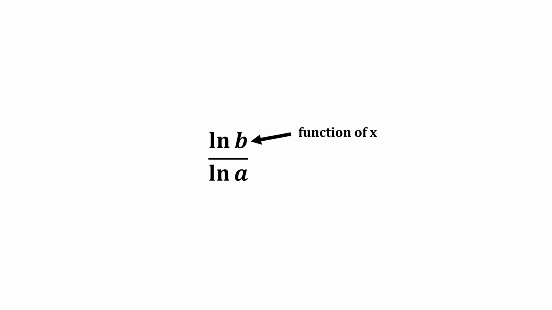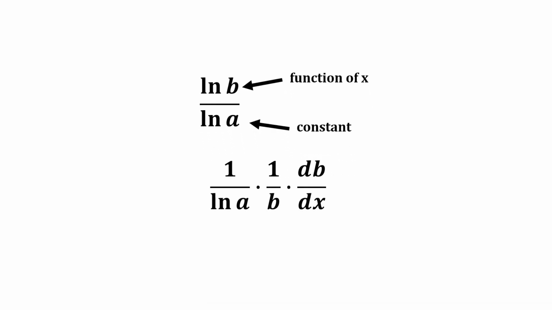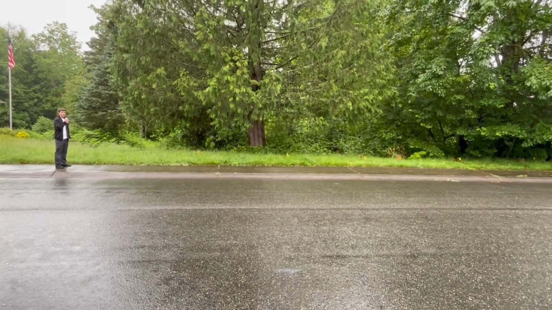Assuming that b is a function of x and a is a constant, the derivative will work out to 1 over the natural log of a times 1 over b times the derivative of b. Let's look at an example.